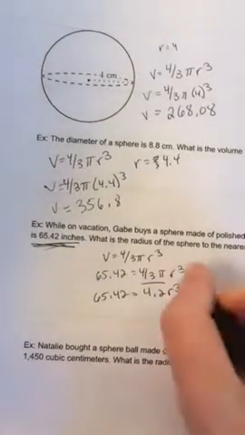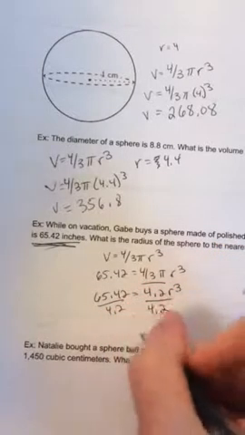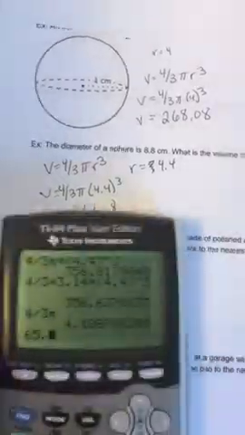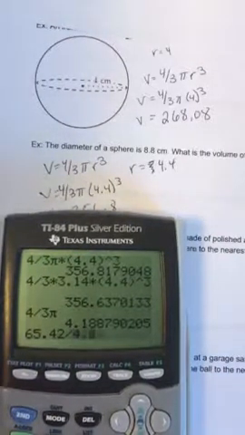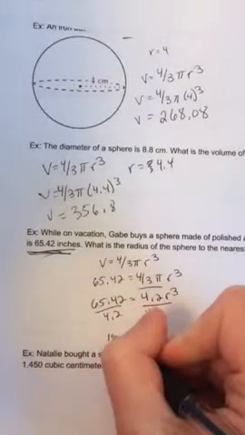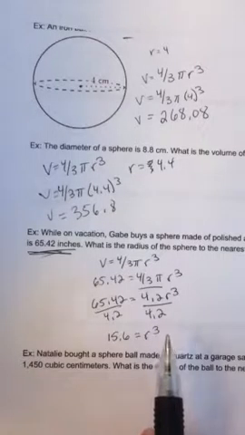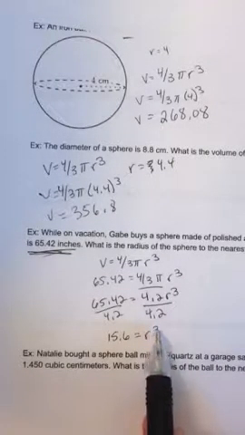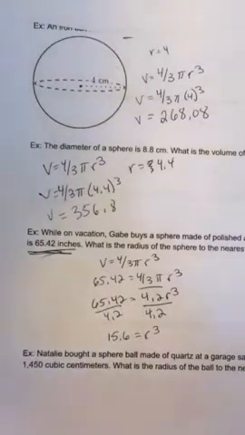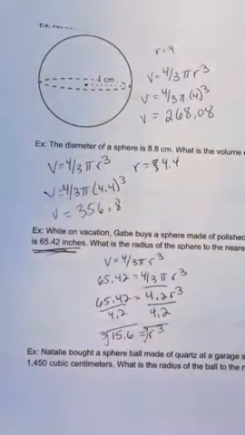Now I need to get r by itself, so I'm going to divide both sides by 4.2. So I'm going to do 65.42 divided by 4.2, which is 15.6. Now I have to take the cube root. To get rid of a cube, remember when we got rid of a square, we square rooted? When you get rid of a cube, you cube root. Now we haven't talked very much about cube rooting, so I'm going to show you how to do it.